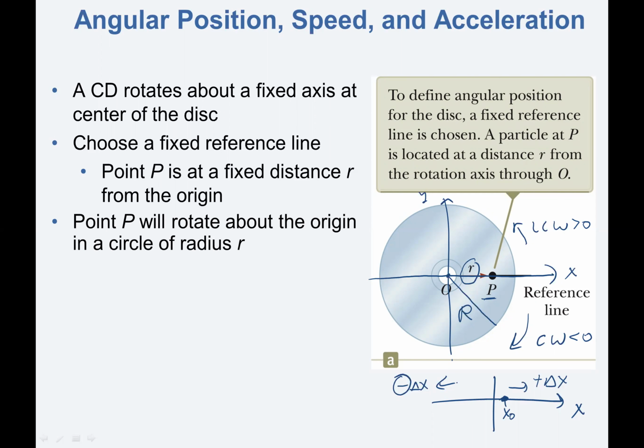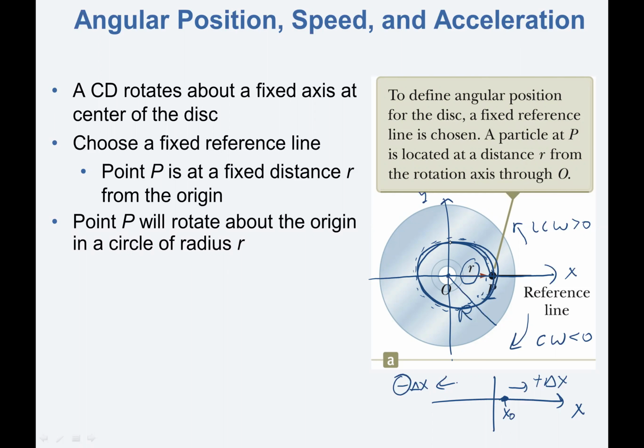All right, so point P will rotate about the origin in a circle of radius r. That means as this disk starts rotating, let's say counterclockwise, then you can imagine this point P is going to start moving with the disk, because it's a fixed point on the disk, right? So it's going to start moving like that. As a function of time, as it's moving, it's going to rotate about the origin in this circle of radius r. Okay, so it's going to rotate like this.